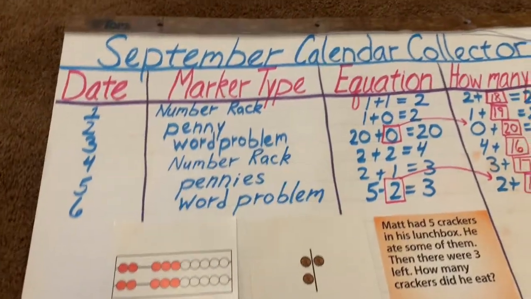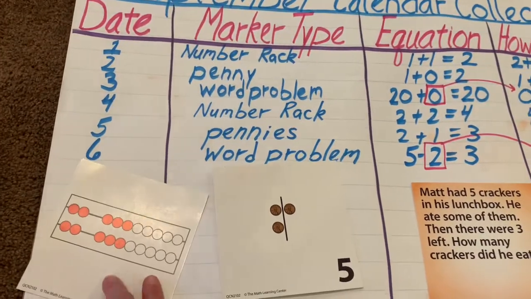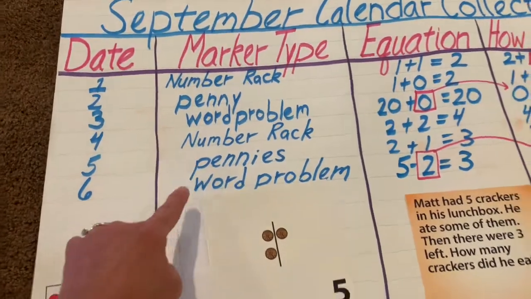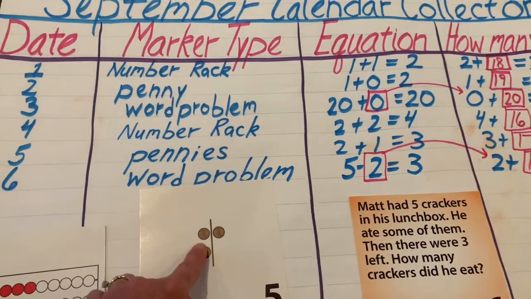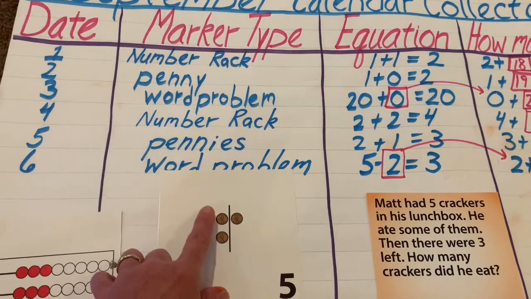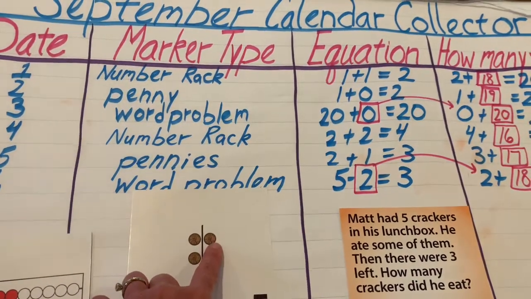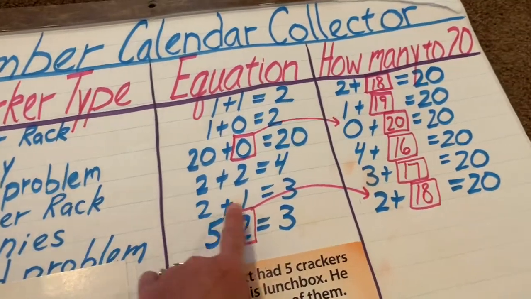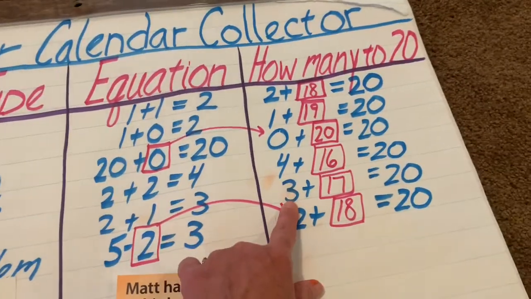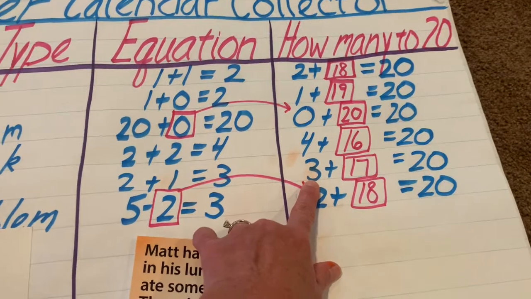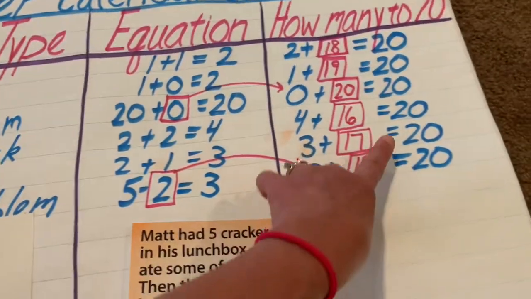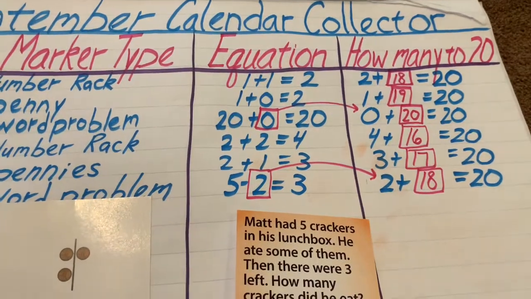Our next marker on September 5th are pennies. So I wrote that down in our marker type. I saw that there's 2 pennies on the left and an additional one on the right. So my equation is 2 plus 1, and 2 plus 1 is 3. So then I put my 3 over on the next column, and I say 3 plus what number is 20? Well, 3 plus 17 is 20.